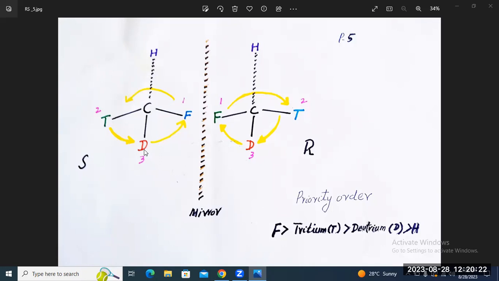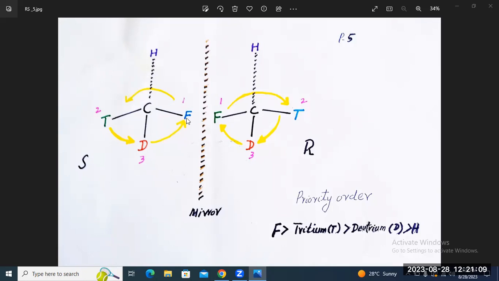Although tritium and deuterium have the same atomic number, the number of neutrons in tritium and deuterium are different from each other. So the higher isotope would get the higher priority according to the sequence rule. This is because the quarks, the subatomic particles present in the neutrons, would give tritium the priority over deuterium.